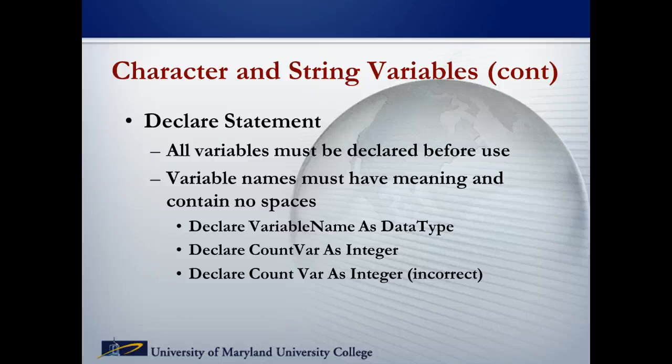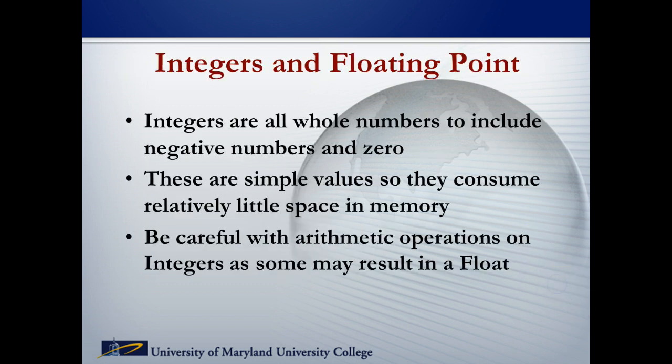But as I said last week, all variable names must have a meaning, and the variable name itself cannot contain spaces. So if you look at this, the couple of bullets I have down there, this is the syntax we're going to be using. Declare variable name as the data type. So the example is declare count var as integer. And so that middle line would be correct rather than doing declare count space var as integer. So that last line is going to try and create two variables, one named count and one named var, and that's obviously not what we want.